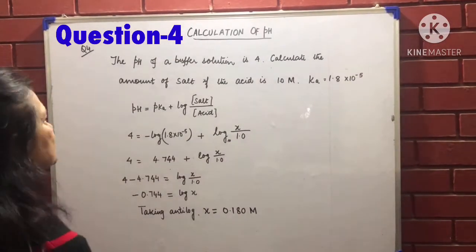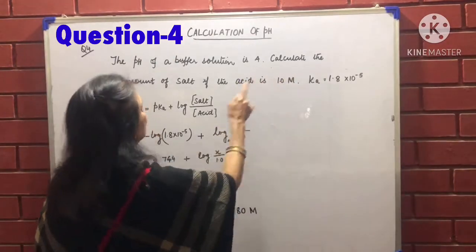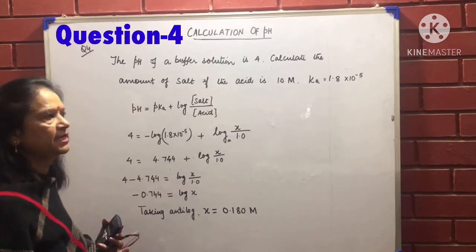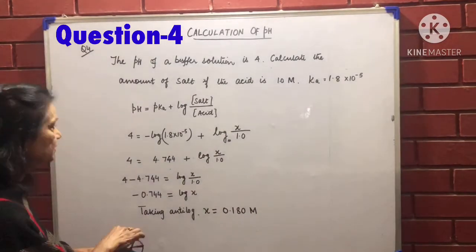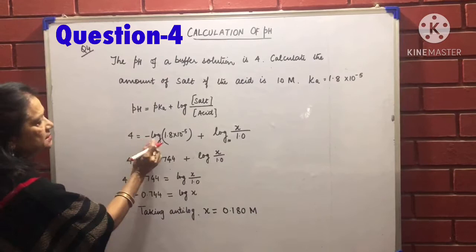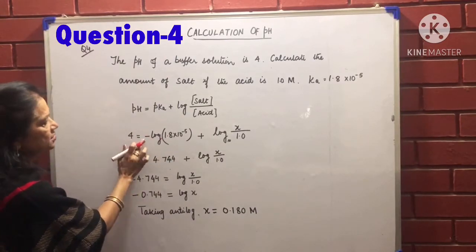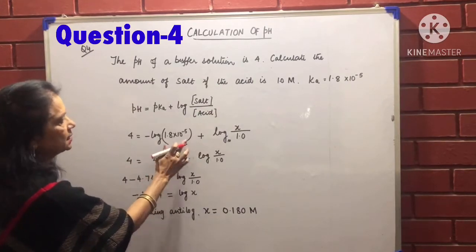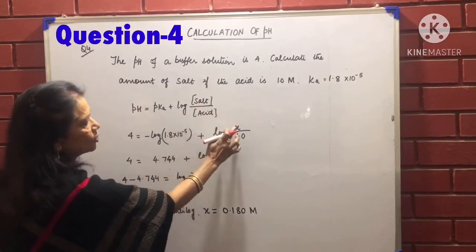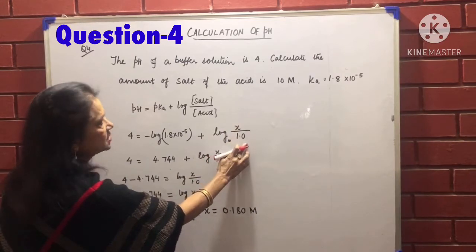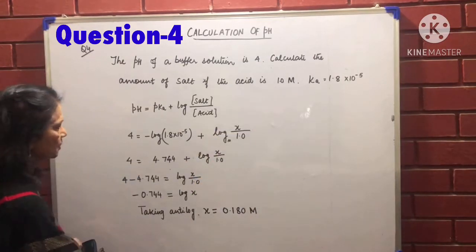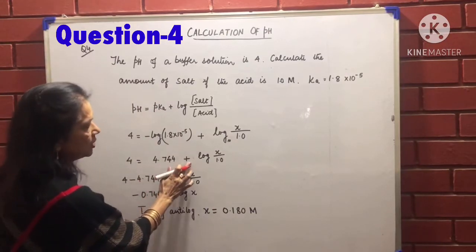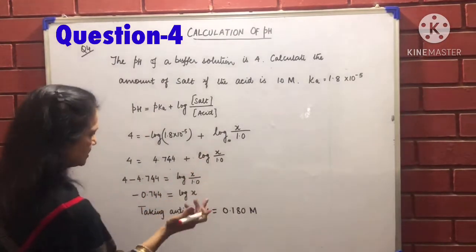The pH of a buffer solution is 4. Calculate the amount of salt if the acid is 1.0 molar. Ka value is given to you. I am using the same formula, and minus log 4 is the pH given in the question. pKa means minus log of Ka, so I have taken Ka here, plus log salt. I want to find out x upon 1.0, which is the acid given to you. So 4 is equal to, you calculate this, you get 4.744 plus log x upon 1, which is x.